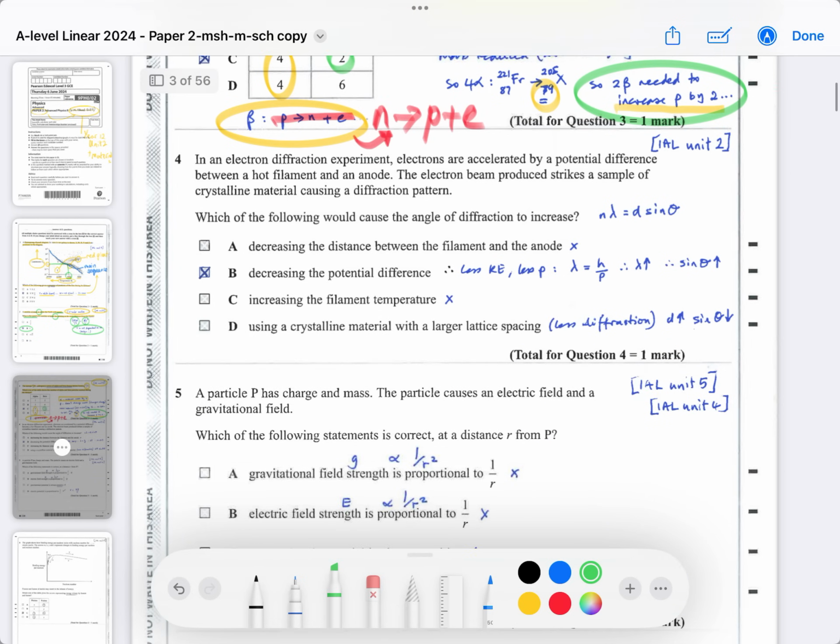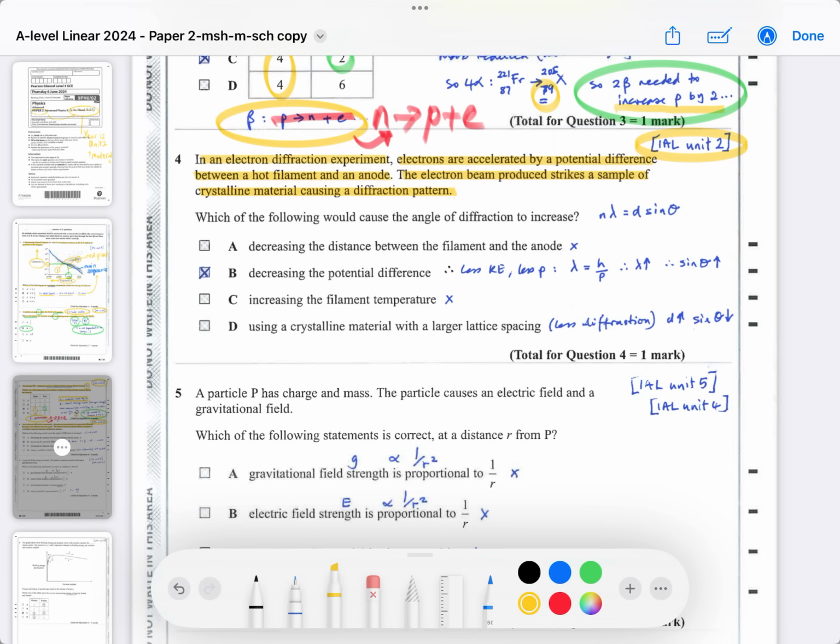Okay, question 4. It's an electron diffraction experiment. This is not from Unit 5. This is from Year 12, International A-Level Students, Unit 2. For electron diffraction, electrons are accelerated by a potential difference between a hot filament and an anode. That's called thermionic emission, and the anode is positive, so it accelerates the negative electrons. An electron beam is produced and strikes a sample of a crystalline material, causing a diffraction pattern.